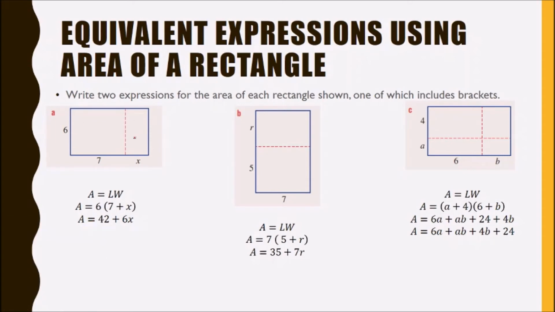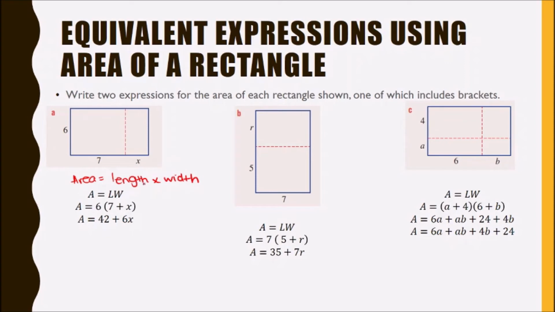So now we're going to touch on how we can use equivalent expressions using the area of a rectangle. So you'll see these three rectangles. Write 2 expressions for the area of each rectangle shown, one of which includes brackets. So over here, we know that the area of a rectangle is length times width. So if I was to write the formula, it would be area equals length times width.